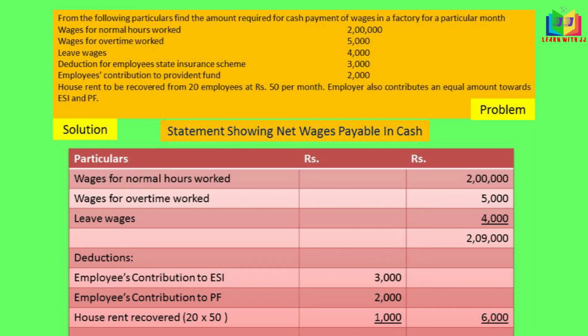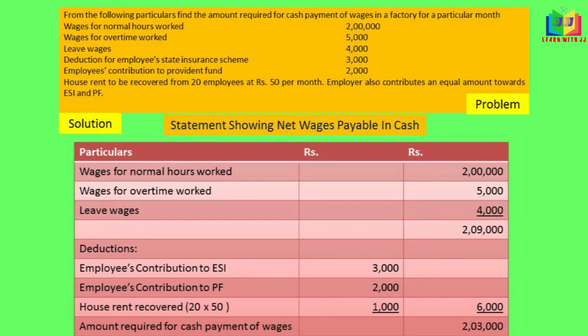So this is to be subtracted, and together we have 3,000, 2,000 and 1,000. Totally 6,000 is the deduction. So out of this 2 lakh 9,000, 6,000 is being collected from the employee. So we have to subtract that. So we'll get 2 lakh 3,000, and this is the amount required for making payment to the workers for wages.